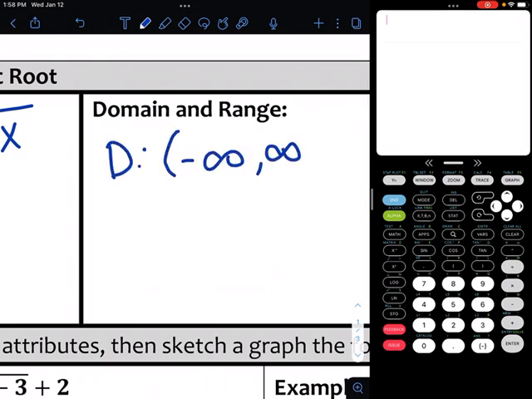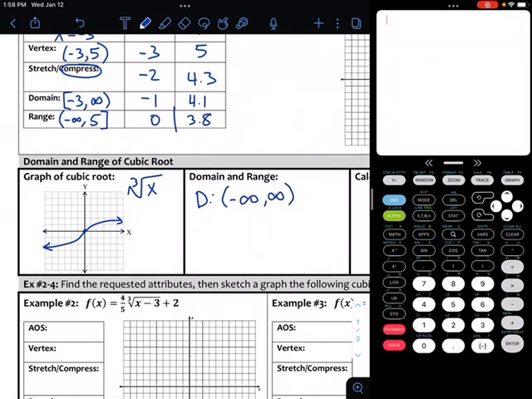So our domain left to right, -infinity to infinity, we're moving this way and that way forever. And our range also -infinity to infinity, low to high. So my arrow down here is going down forever and up forever. Even though it's going really, really slowly, it's still moving.